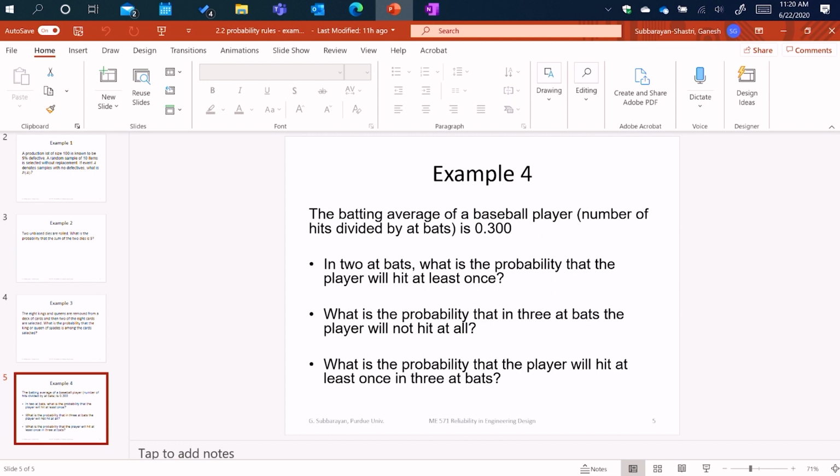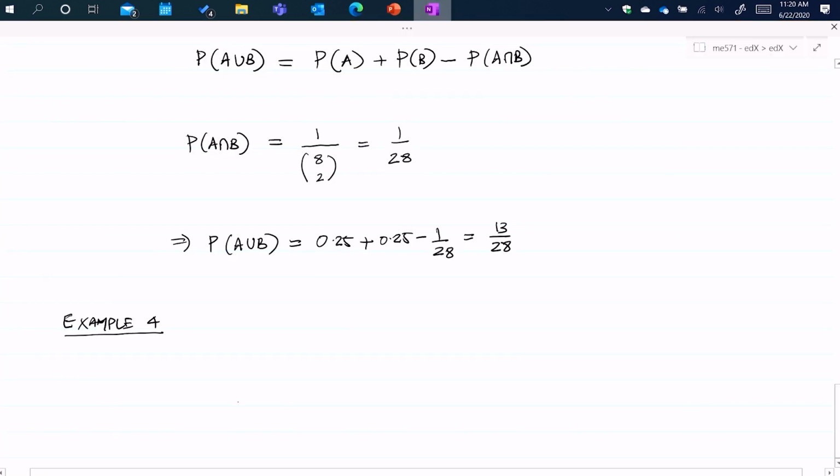What's the probability that in 3 at-bats, the player will not hit at all? And what's the probability that the player will hit at least once in 3 at-bats? So that's the question. Let's go through and solve this problem.